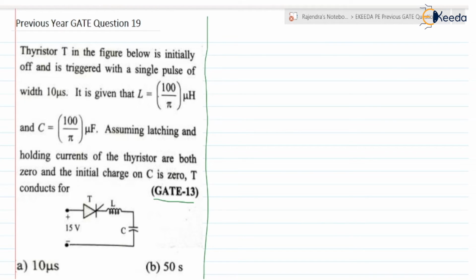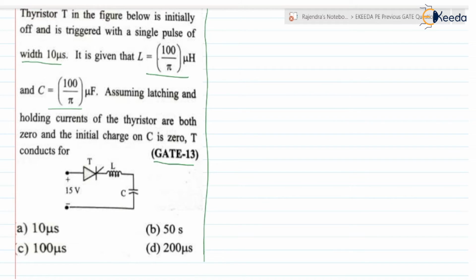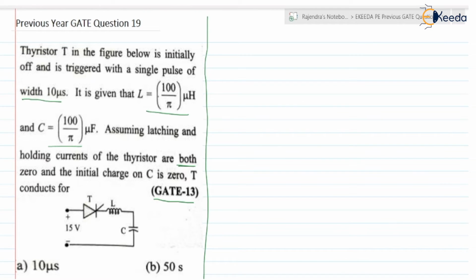Thyristor T in the figure below is initially off and is triggered with a single pulse of width 10 microseconds. It is given that L is 100 by pi microhenry and C is 100 by pi microfarad. Assuming the latching and holding currents of the thyristor are both zero, and the initial charge on the capacitor is zero, T conducts for. They have given four options. Our task is to find the conduction time of the thyristor.